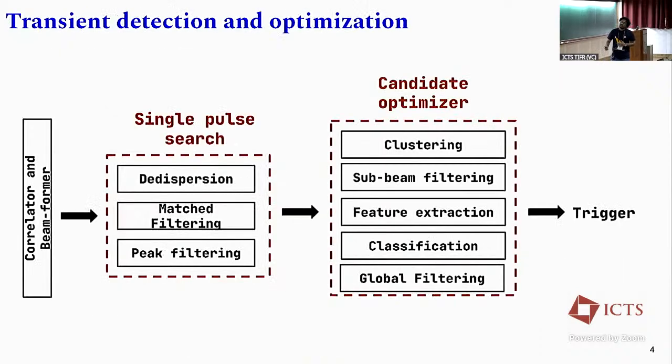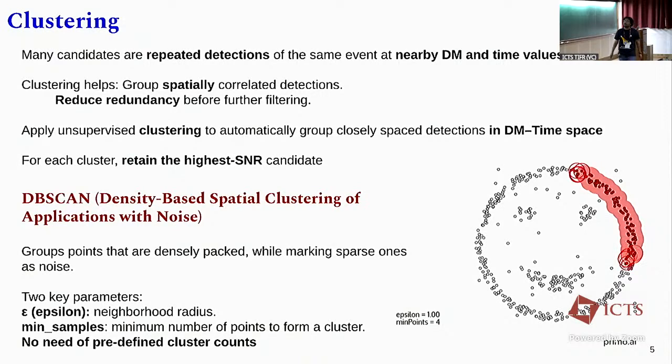So this is the overall real-time pipeline that we have. The single pulse search, Ujjwal talked about. The candidate optimizer part has different sections in this pipeline which we will use to reduce the number of triggers. The first thing we will be using is clustering.